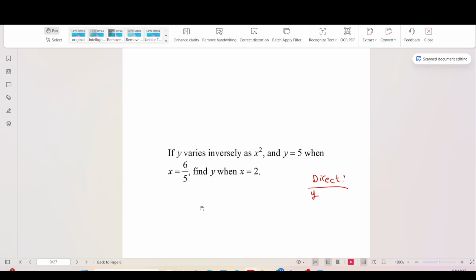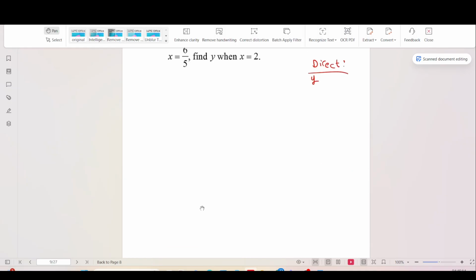This one: y varies inversely as x squared. y equals 5 when x equals 6/5. Find y when x equals 2. So I'd get 2 times y equals 4, so y equals 2.